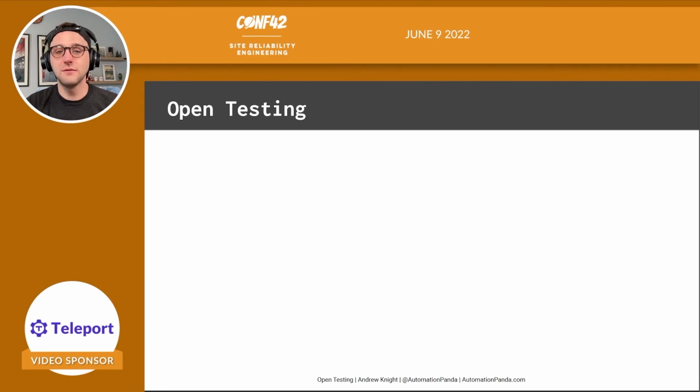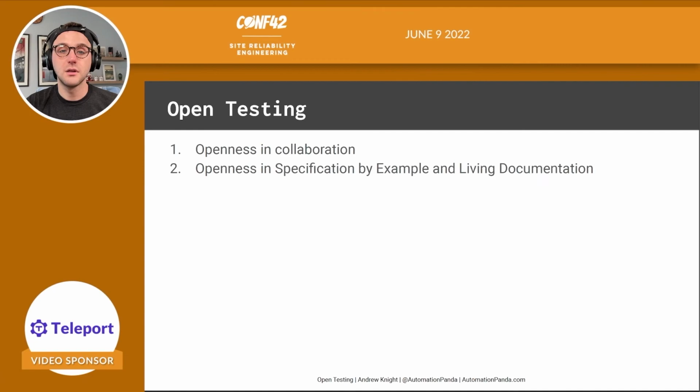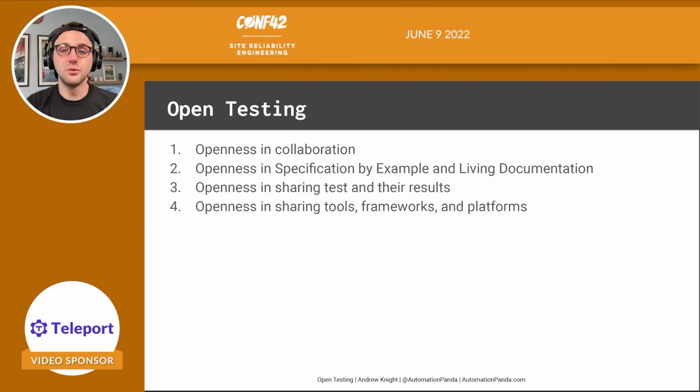So, as we've covered, open testing could take many forms. It could be openness and collaboration to build better quality from the start. It could be openness and specification by example and living documentation. It could be openness in sharing tests and their results with customers and users. It could be openness in sharing tools, frameworks, and platforms. It could be openness in building shared test sets for common application behaviors.